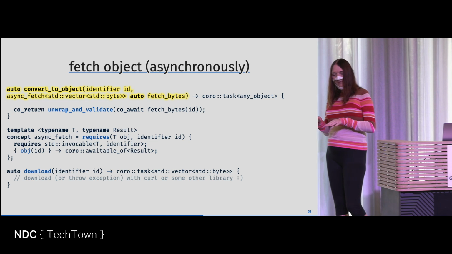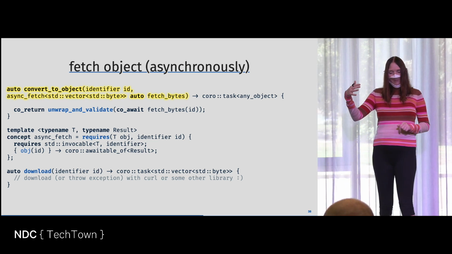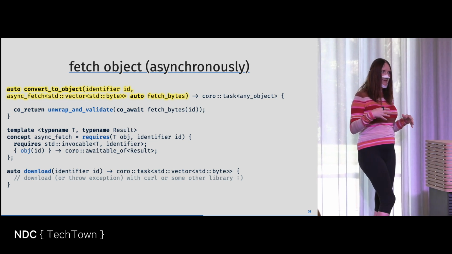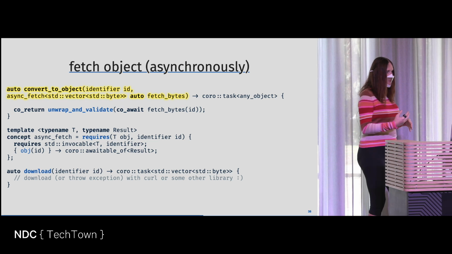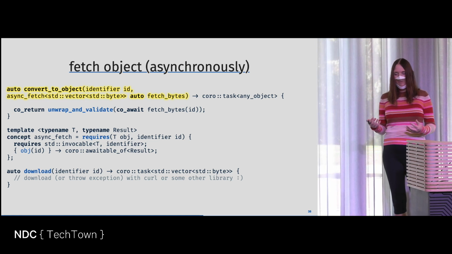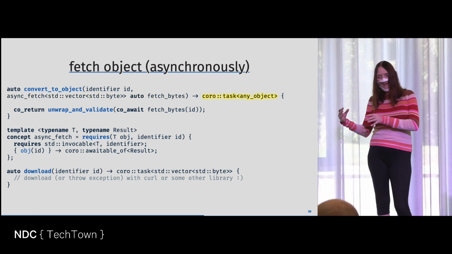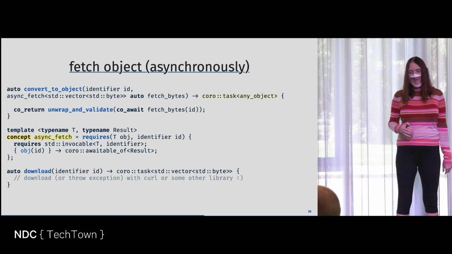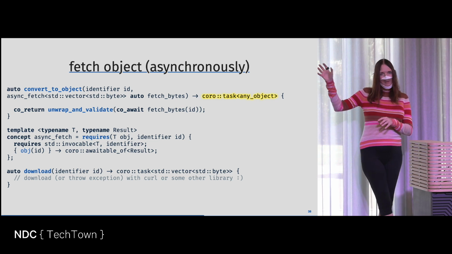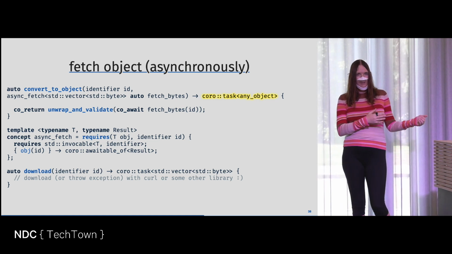I have a function convert to object, which takes an identifier and a function which asynchronously downloads bytes. You provide it because that shouldn't be delivered by a library. That should be delivered by your application, because your application on your platform needs your own function to interact with I/O. It takes the identifier, and it will return a task, which will return any object. This will only ask for downloading the object with co-await. Then it will unwrap it and return a result.